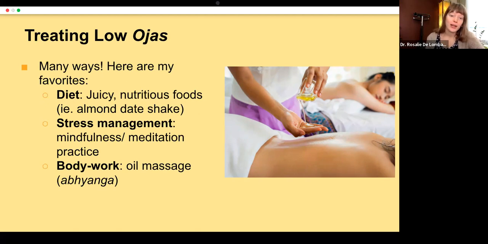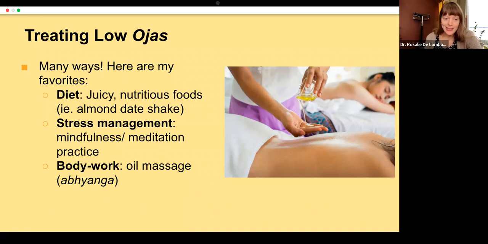Another big thing, one we're not really great at in this Western society, is mindfulness and meditation practice. Because if we're constantly anxious, stressed, distracted, we're very Vata. And we've got to ground into the soil if we want to build that juicy essence. Okay, so this is so key to our daily life if we want to maintain our vitality.